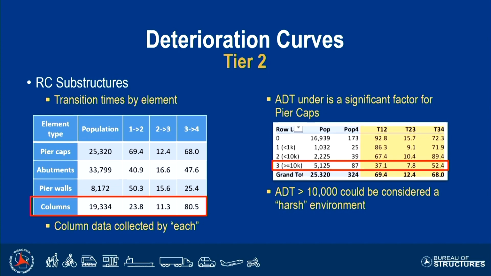With reinforced concrete substructures, one thing we were interested in knowing was that threshold of when you are creating a harsh environment. The closest thing that we got to correlate with that is ADT under the bridge, and there you can see that an ADT of greater than 10,000 would be a drastic change in that deterioration. So that would potentially be a threshold where you would apply a different deterioration curve for those specific structures within your inventory.